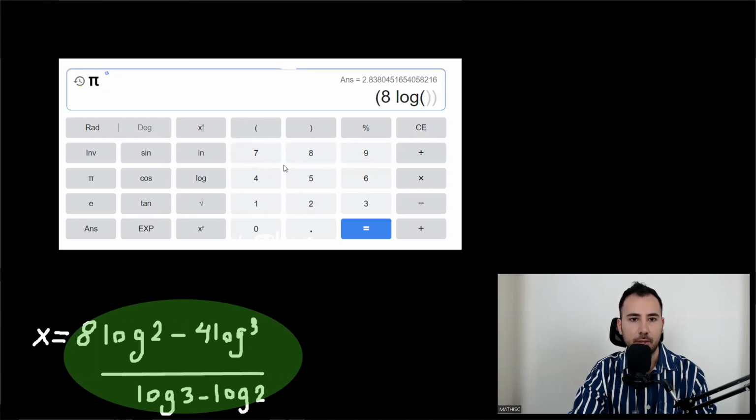It's going to be 8 log 2, okay, minus 4 log 3. All of this divided by log 3 minus log 2. Okay, which will be 2.83.